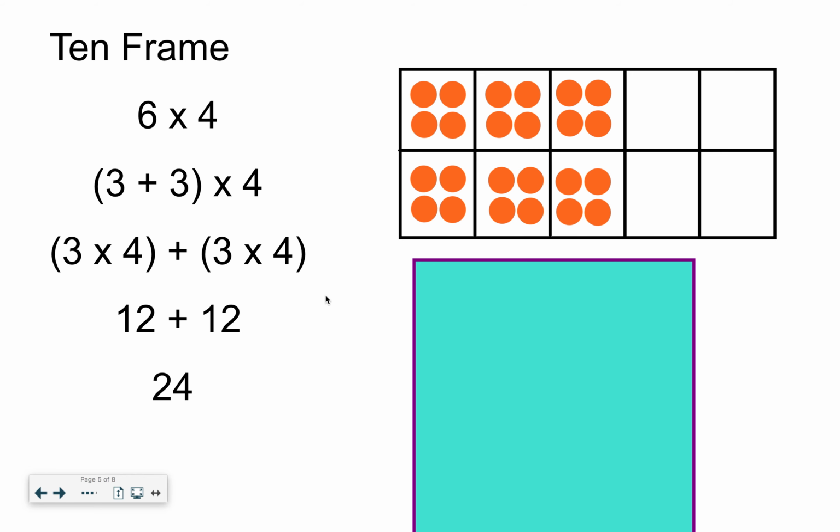So again, symbolically, here's what we did. We took the 6 groups of 4, and instead we saw the 6 as 3 plus 3. So now I took 3 groups of 4, which is my top row, 3 groups of 4, which is my bottom row, and I had to add 12 plus 12 to get the answer of 24. Both got me the same answer. It just depends if you like to work with your 3s better or your 5s better.